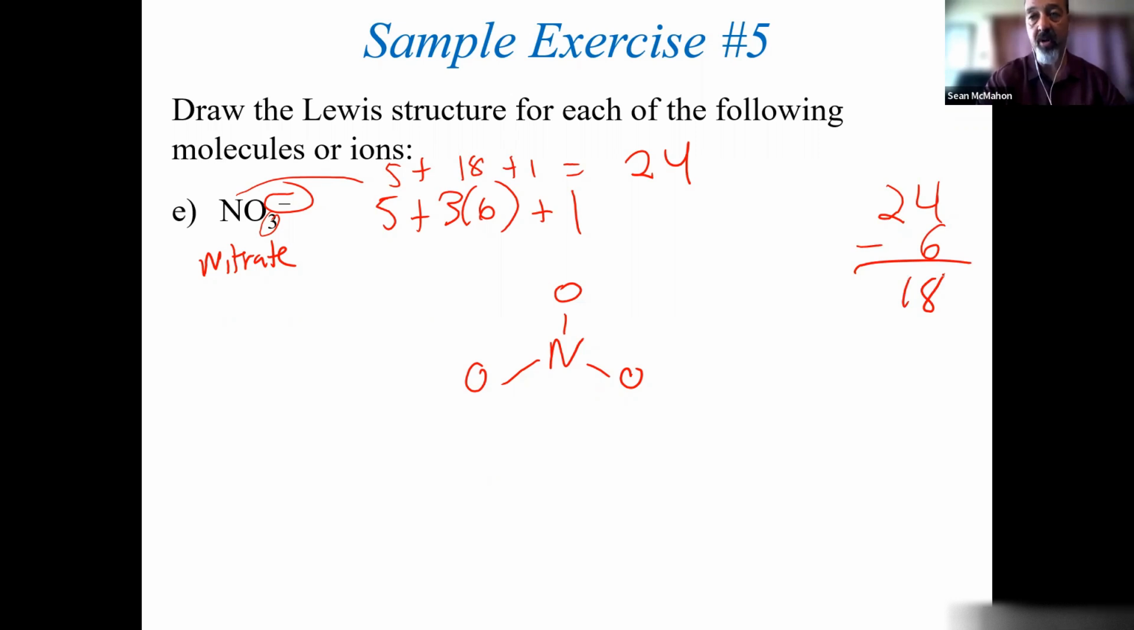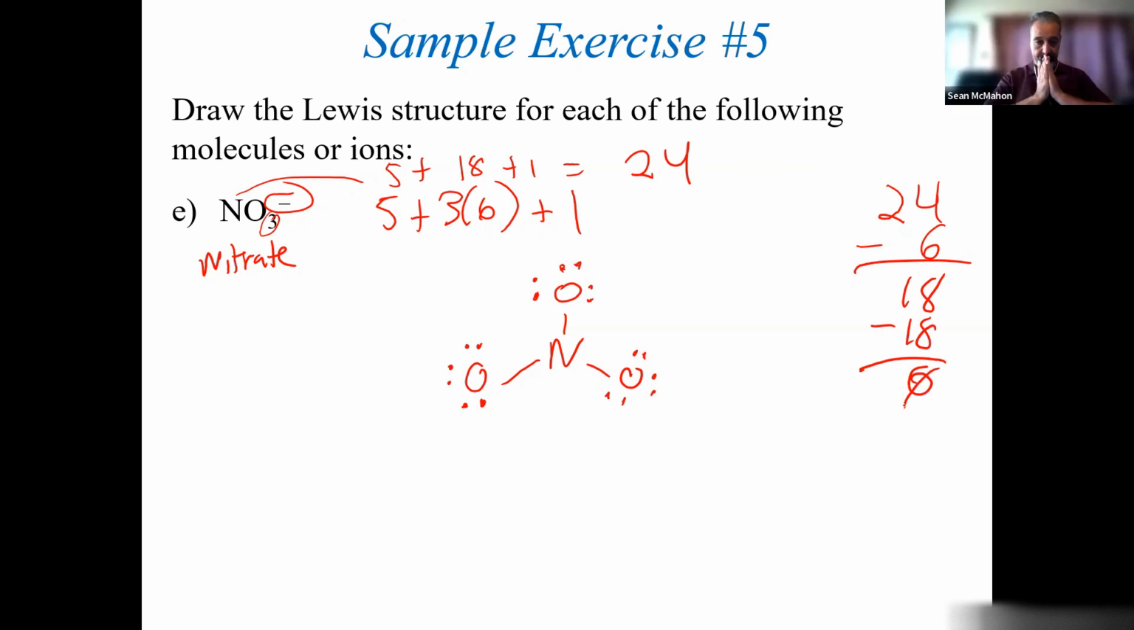Each has 1 bond, 2 electrons. It needs 6 more. So what do I need to do? I need to attach 3 lone pairs, because that'll give it the octet. So that's 6 of the 18 remaining, 8, 10, 12, 14, 16, 18. I've used all.